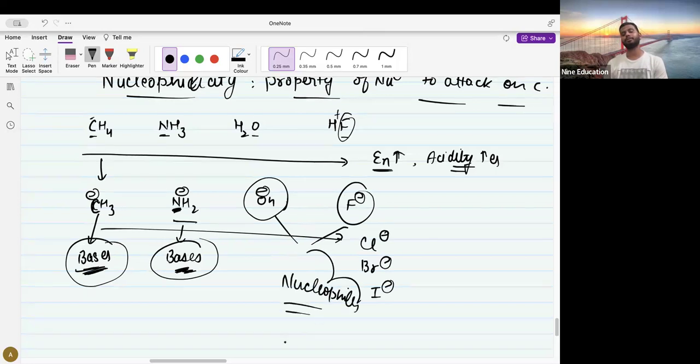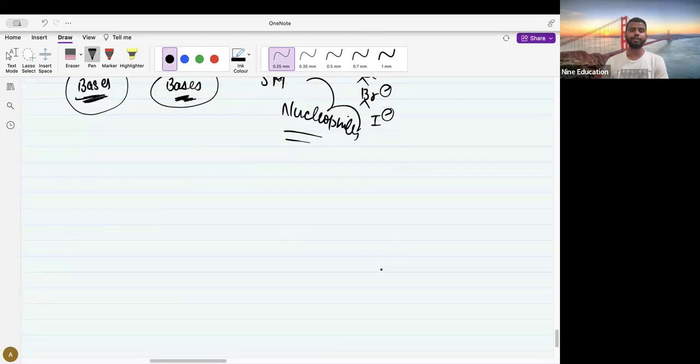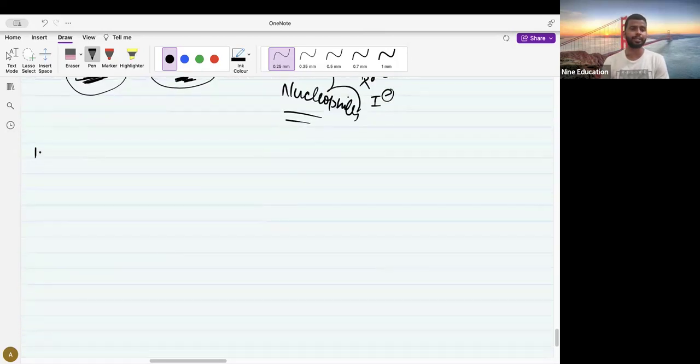These all will act as nucleophiles. Always remember these. Nucleophilicity कैसे बढ़ रही है ना? So we will understand which one is more nucleophile, which one is less nucleophile by nucleophilicity.